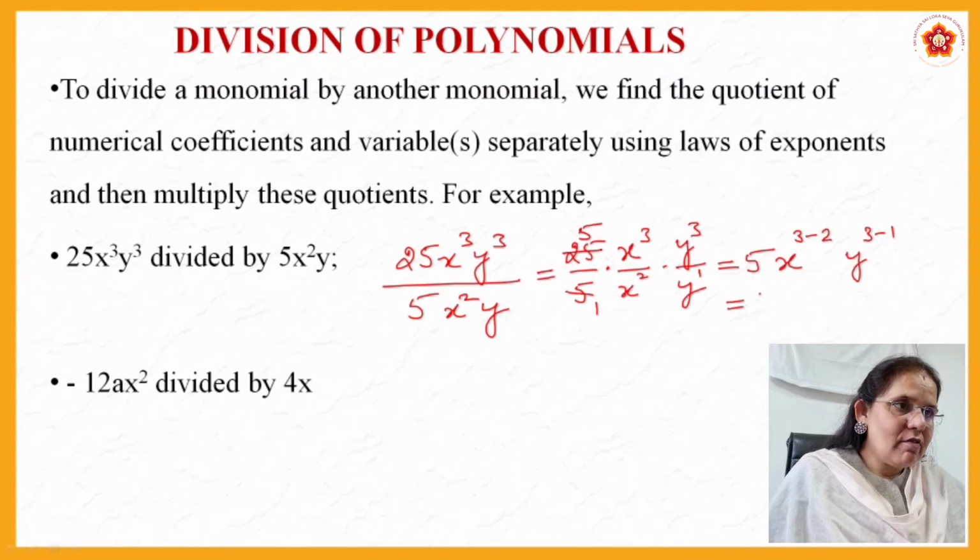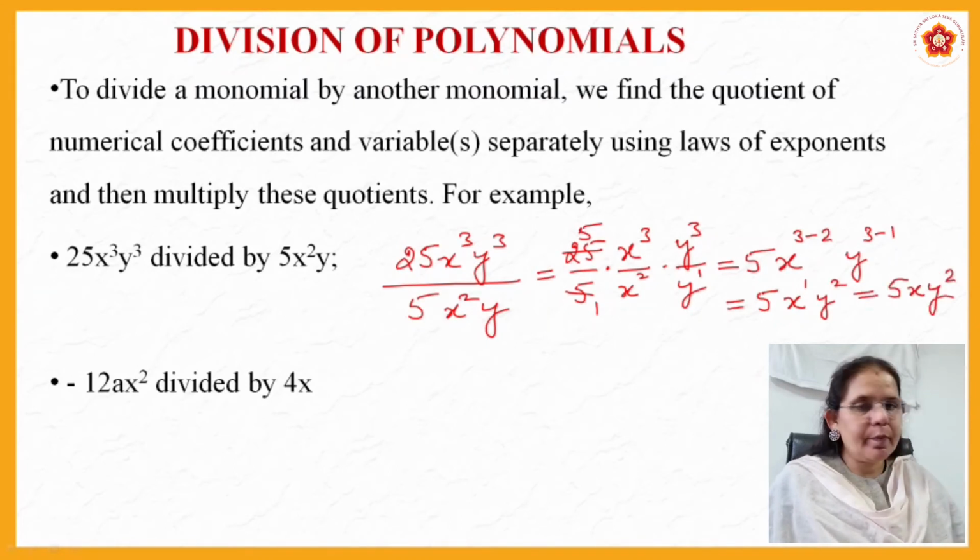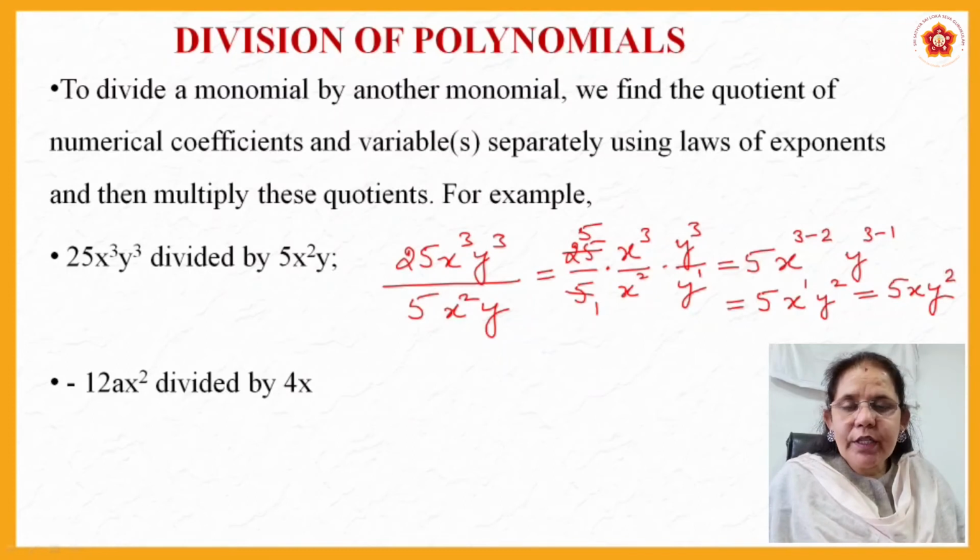So what do we get? 5 x raised to the power 1 y raised to the power 2. Or we can simply leave it like this. I hope it is clear which law of exponent we have used. Whenever base is same and division takes place, in that case, the exponent or the power of the variable gets subtracted.